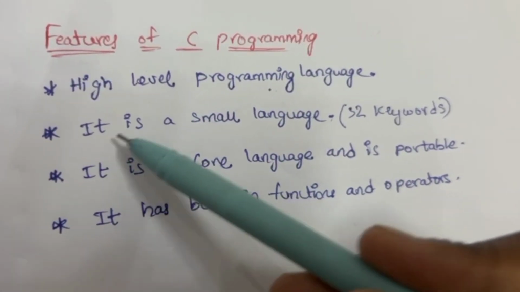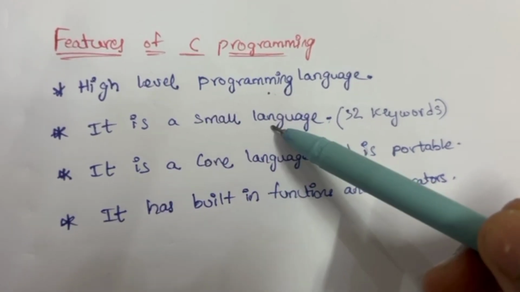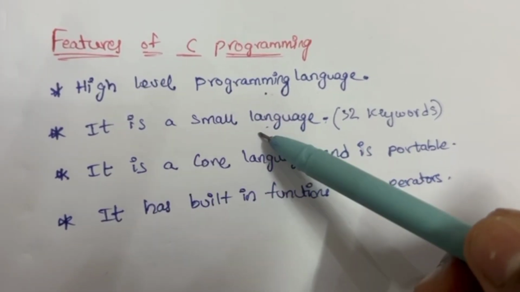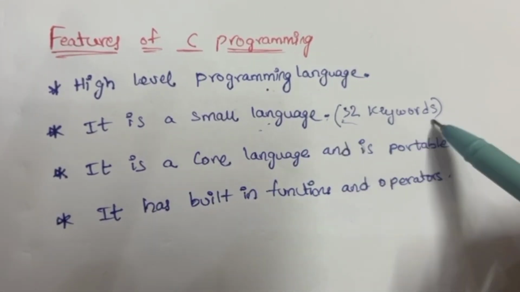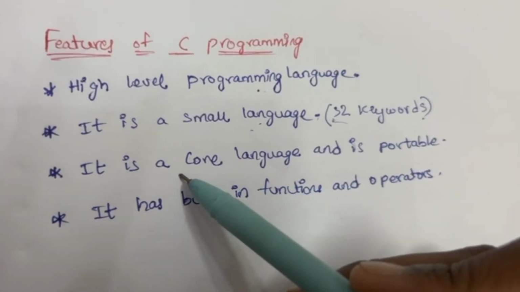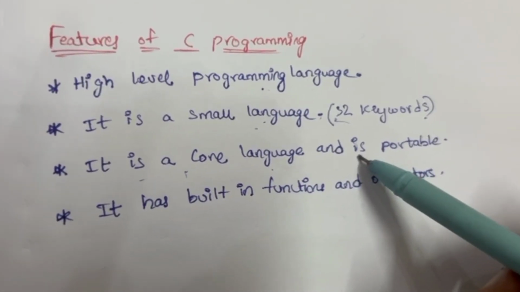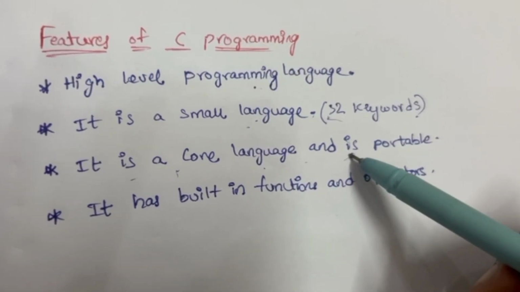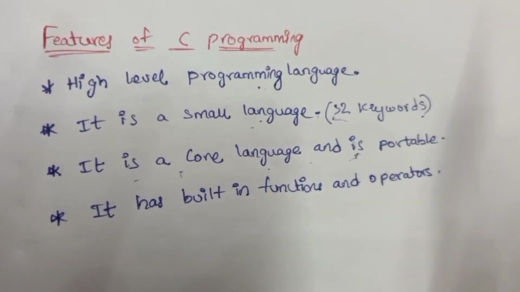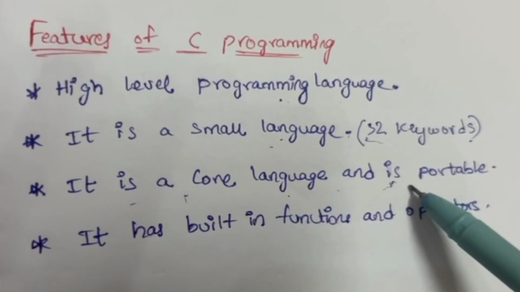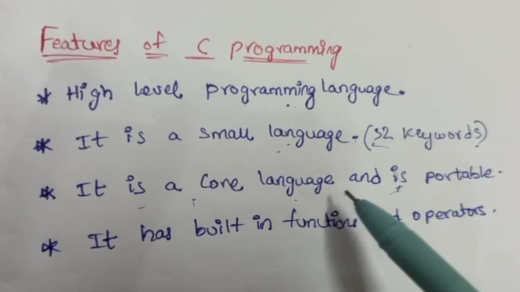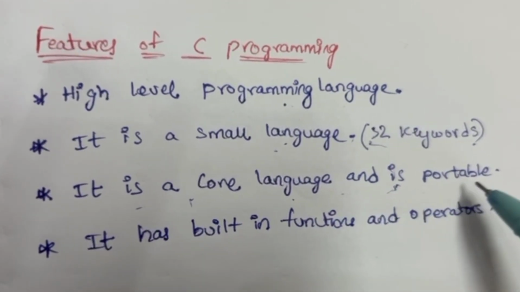Now let us go to the next one. It is called a small language. Why is it called a small language? Because it has only 32 keywords. Next one, it is a core language and it is portable, which means that we can run it on different machines and it's not machine dependent. So portable is nothing but you can try this language on different platforms and systems.